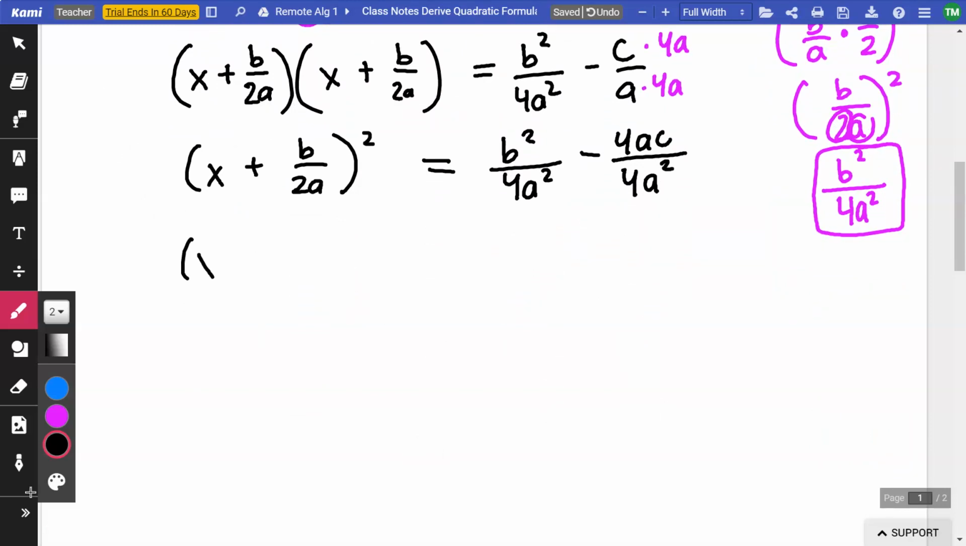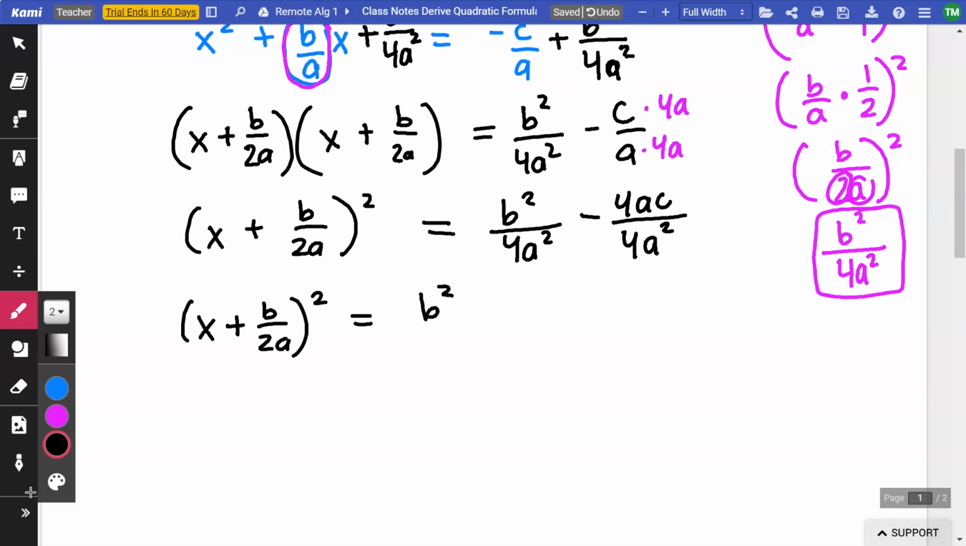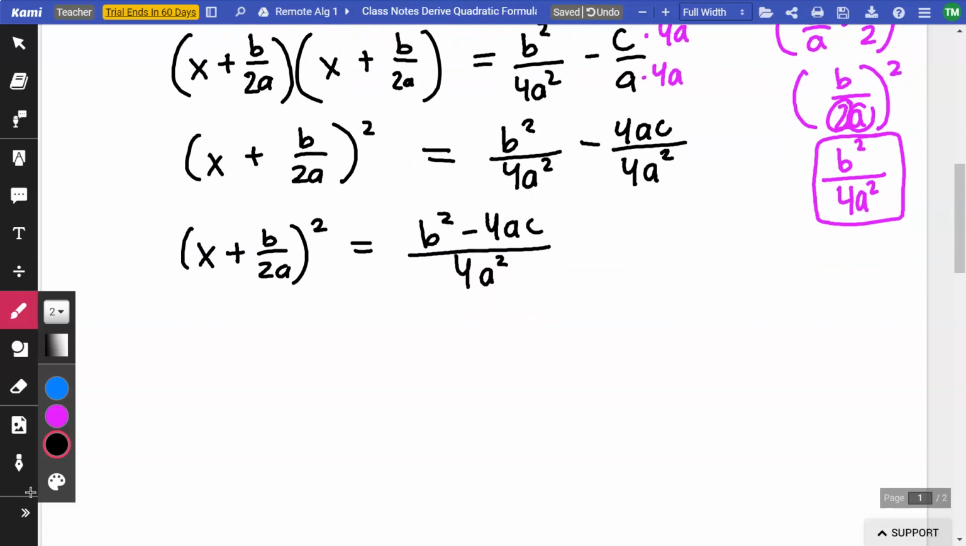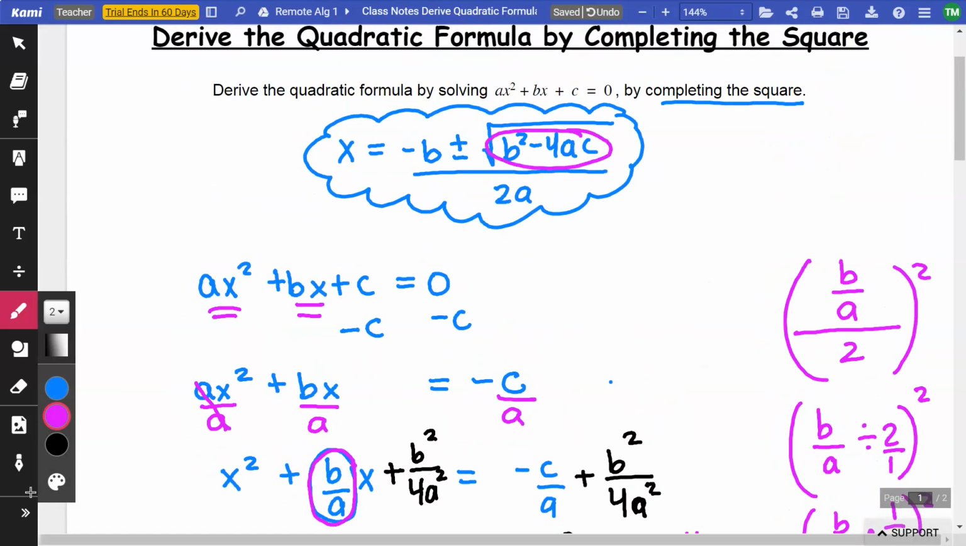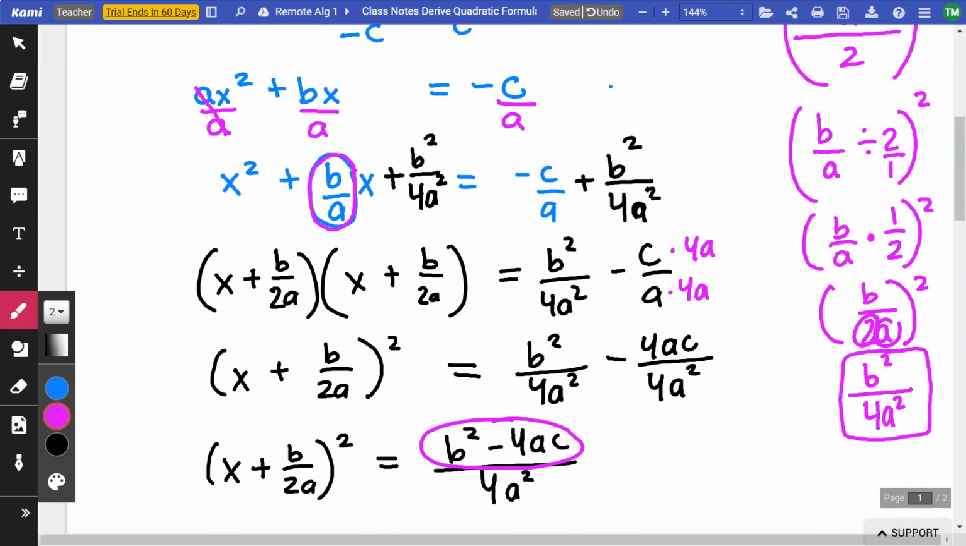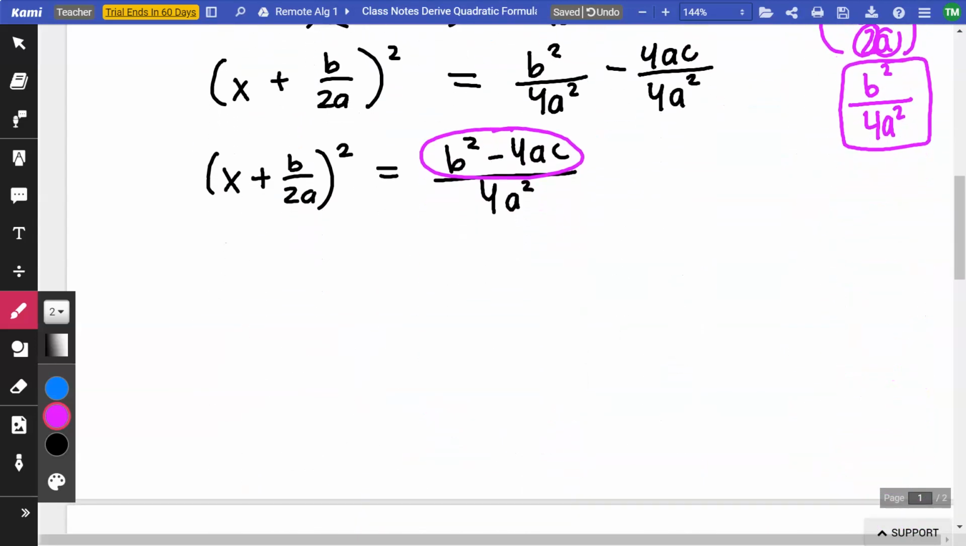Okay, so we have x plus b over 2a squared equals, now that these two fractions have the same common denominator, we can go ahead and combine them into one fraction. So we're going to have b squared minus 4ac all over 4a squared. Hey, b squared minus 4ac. Isn't that somewhere in the quadratic formula? Check it out. We found a piece of the quadratic formula. Interesting. Okay, let's keep going.